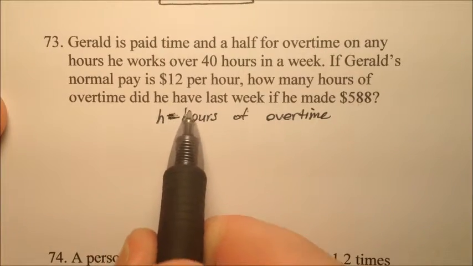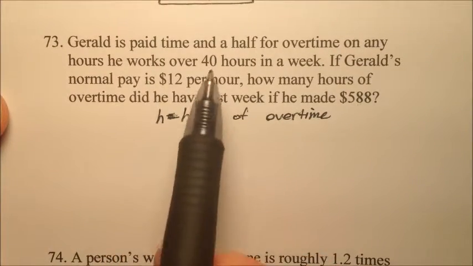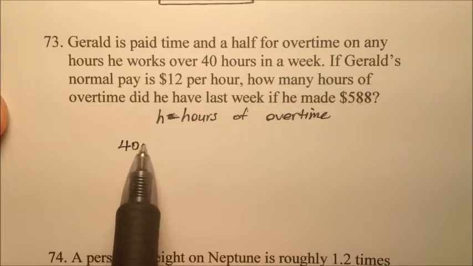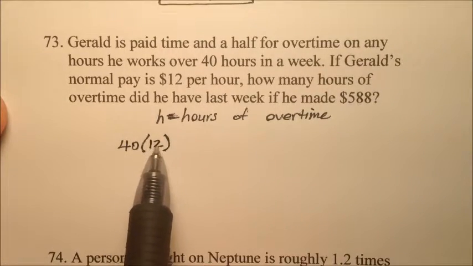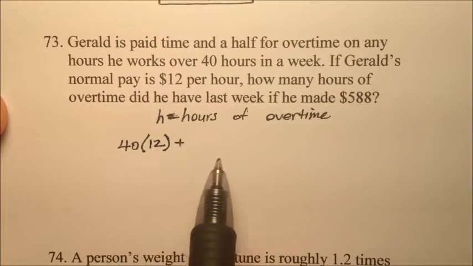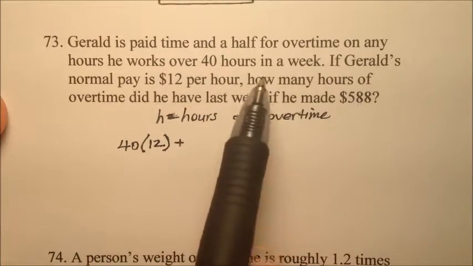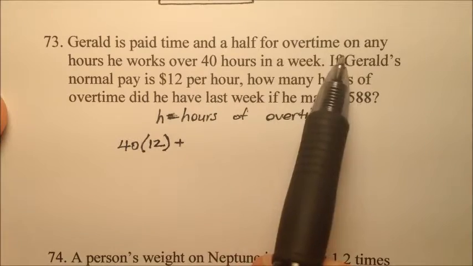And now we've defined our variable, so let's write our equation. So 40 hours times $12 an hour is how much he makes for his first normal 40 hours. But then after that, he's going to make how much? Well, it says time and a half for overtime.